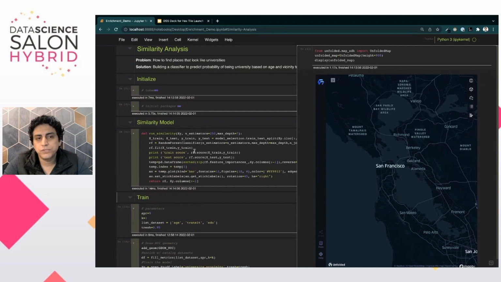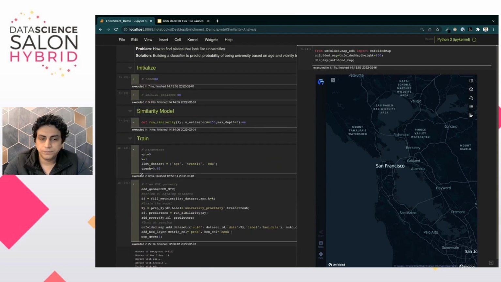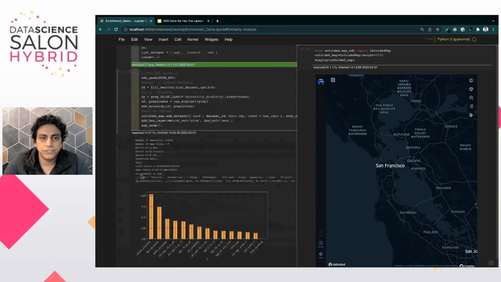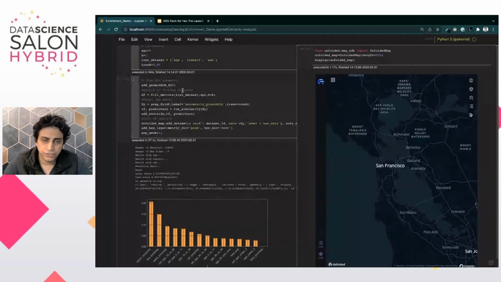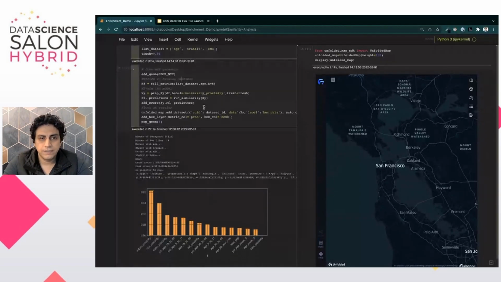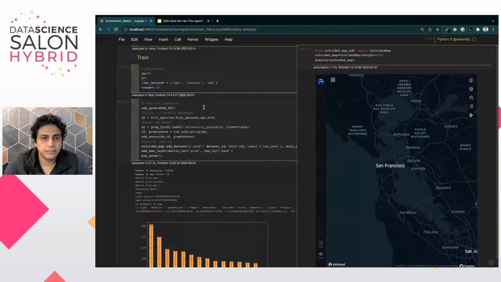And what I'm going to do is try to predict university proximity, and with that I'm going to run the model. I'm going to start in New York City, and then I'm going to run the model in San Francisco to see how the performance is. So we're going to use age, transit, and education as the three datasets, and as part of the education we have university proximity. I'm going to have a threshold to say, let's say if the proximity is more than 95%, then that is university. And we're going to run this model.